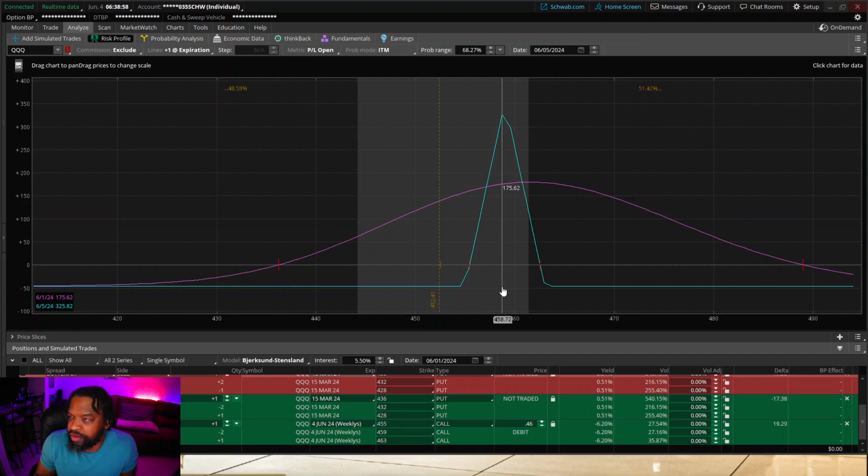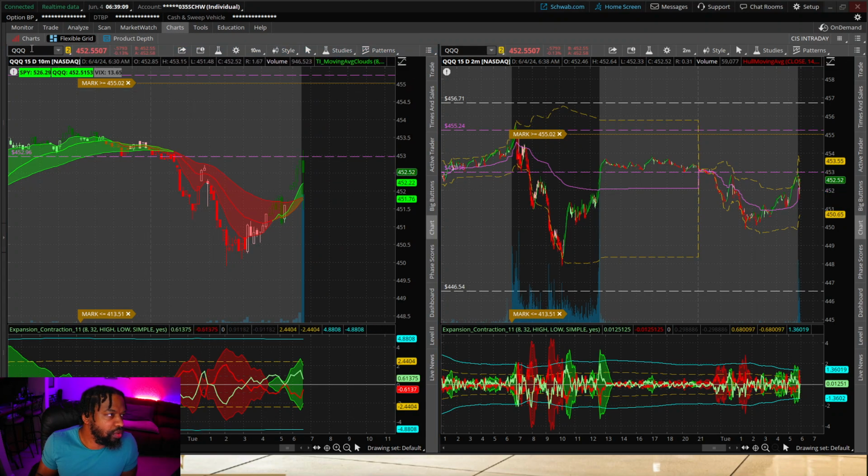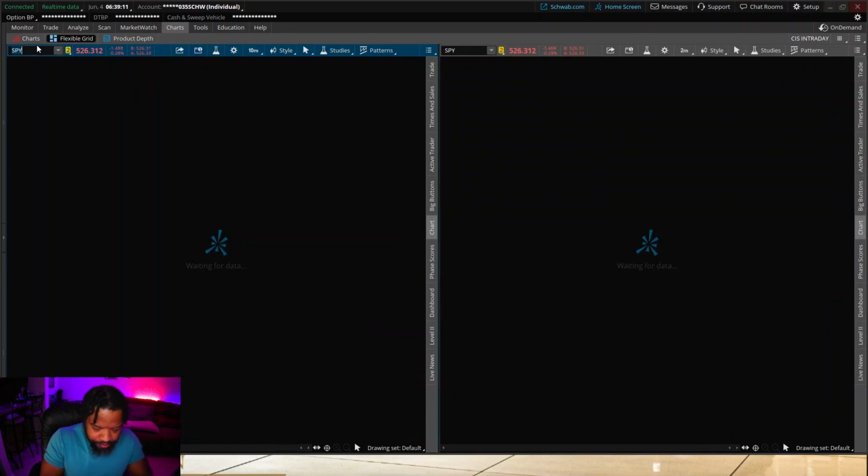So we see SPY starting to flatten out on the 2 minute a little bit, and the Qs starting to flatten out on the 2 minute. So I'm going to go ahead and get that pulled up for you guys. Let's go, SPY.